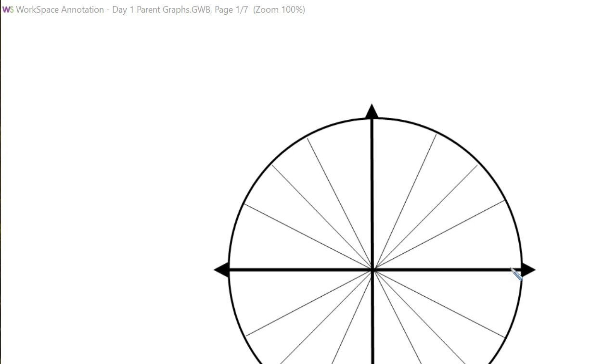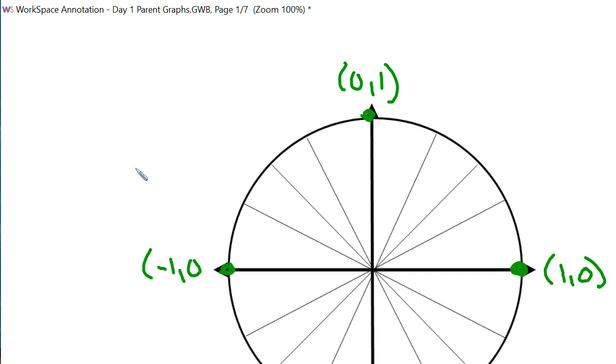Starting at 0 degrees, what is the ordered pair at 0 degrees? 1, 0. What about at 90 degrees? 0, 1. What about at pi? -1, 0. And 3 pi over 2. 0, -1. And remember, these are cosine, sine ordered pairs. So the first value is the cosine value. The second value in the ordered pair is the sine value.